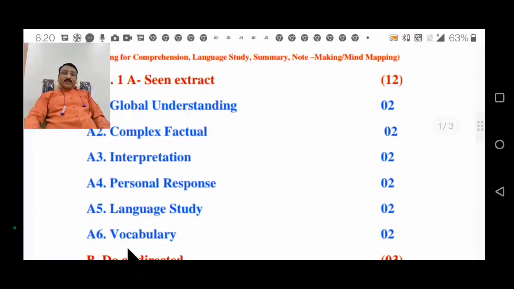The next activity is vocabulary. This activity is based on vocabulary. It also carries 2 marks. Here it is possible that 4 words will be given from the extract, and the students will have to write down either the antonyms or synonyms for those given words.